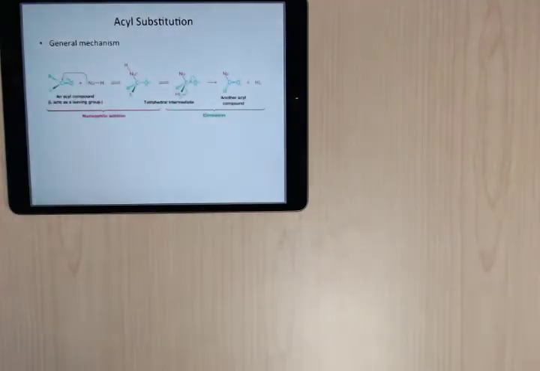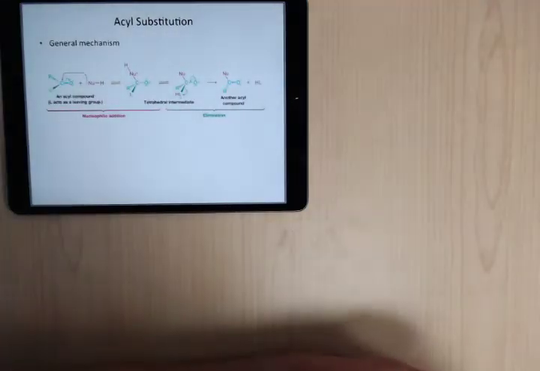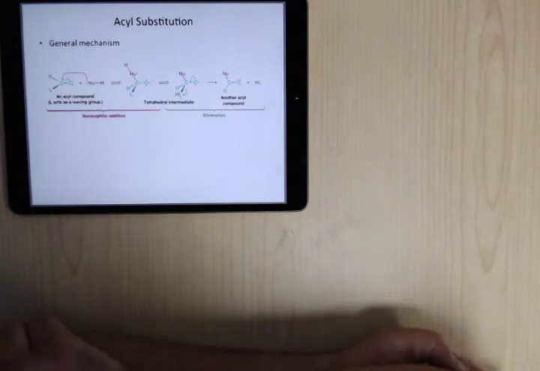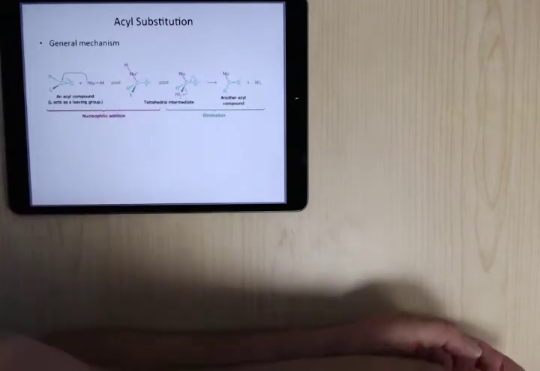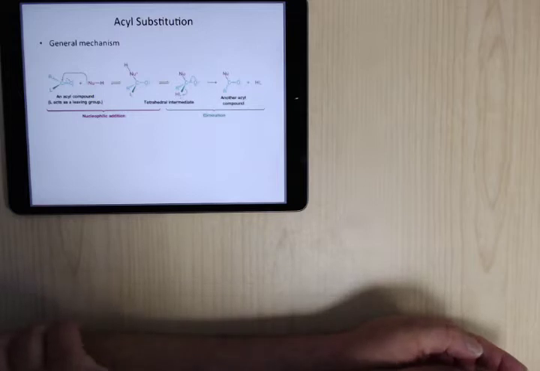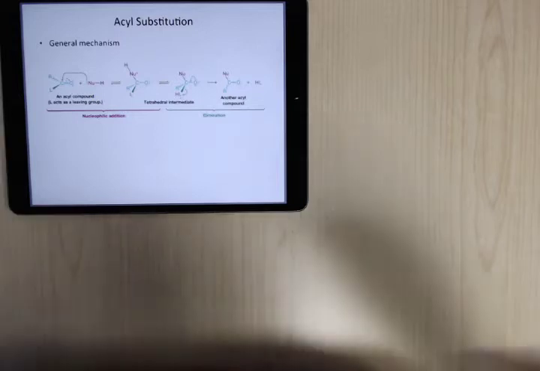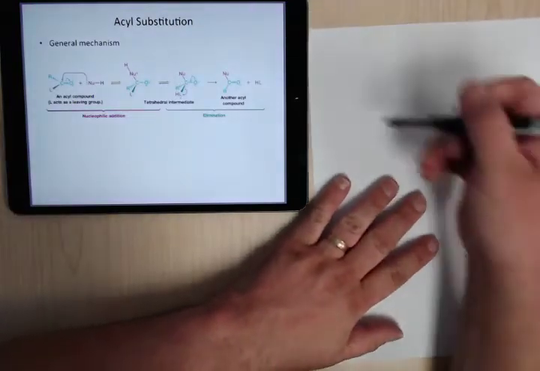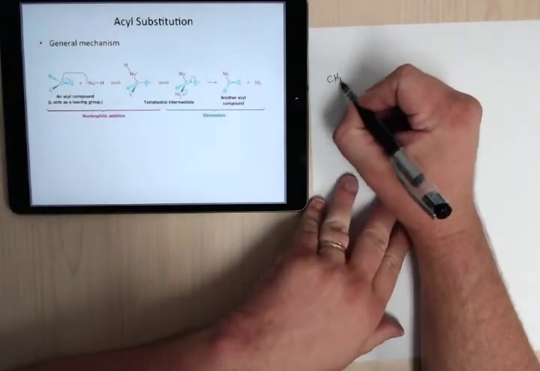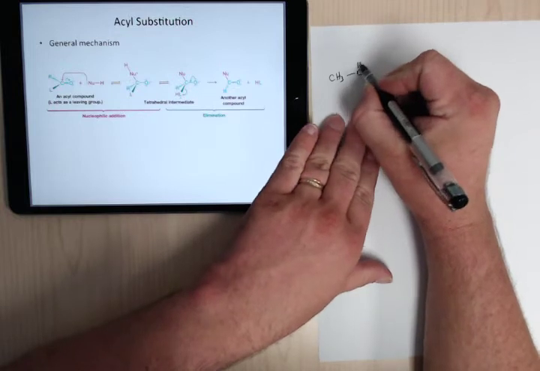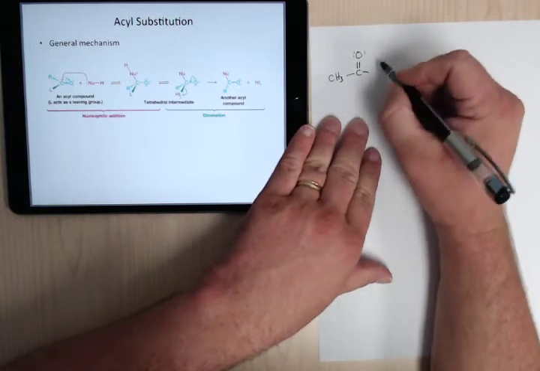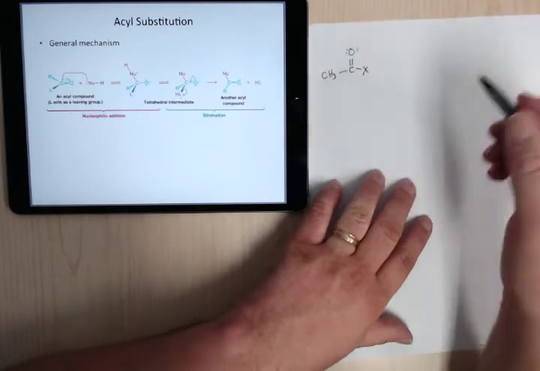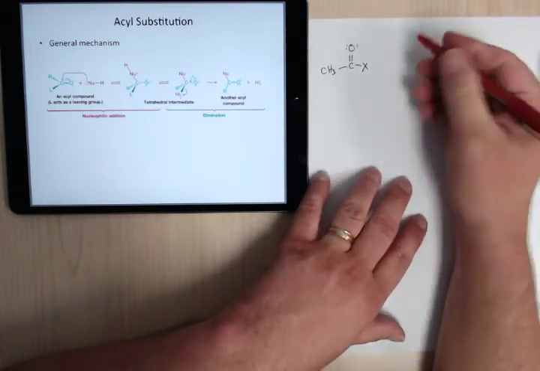Now, a lot of these things, the carboxylic acid derivatives, they can undergo nucleophilic attack to get a substitution. It's acyl substitution because the C double bond O is considered an acyl group. And that's how all of these are going to work. So let's say you had, let's say X, I don't know. And then let's say you had an alcohol.